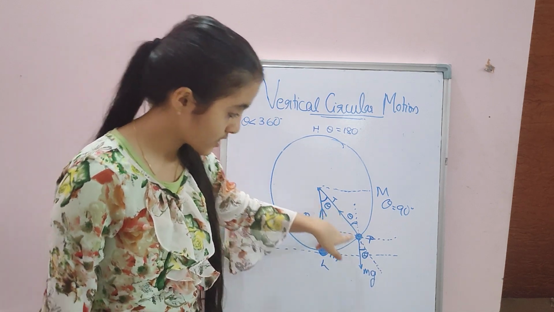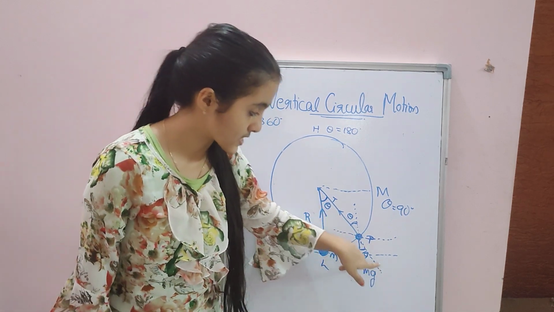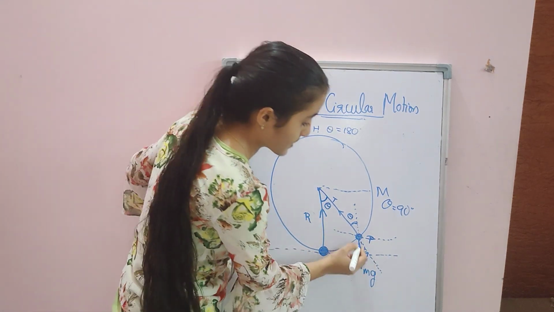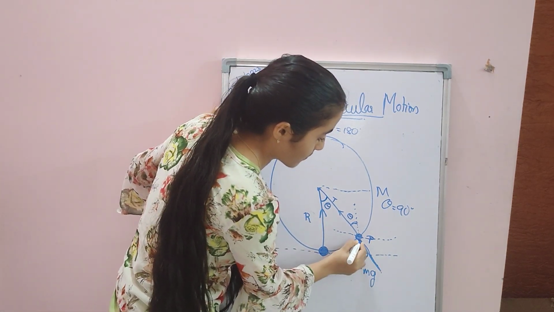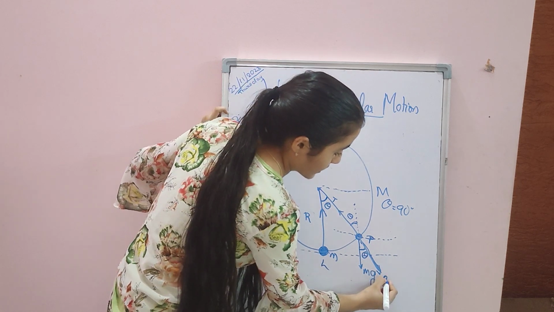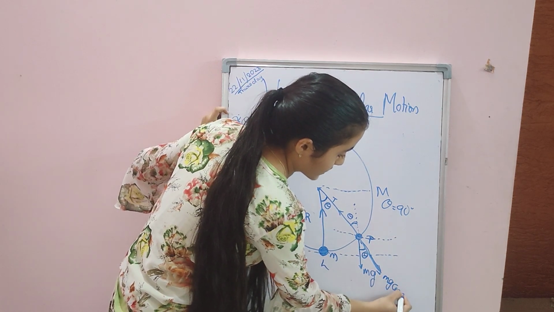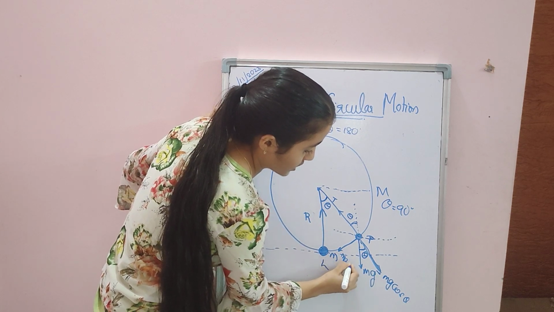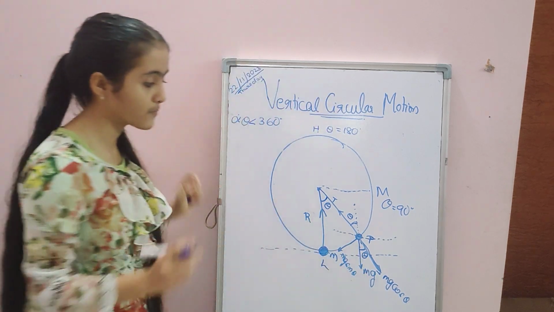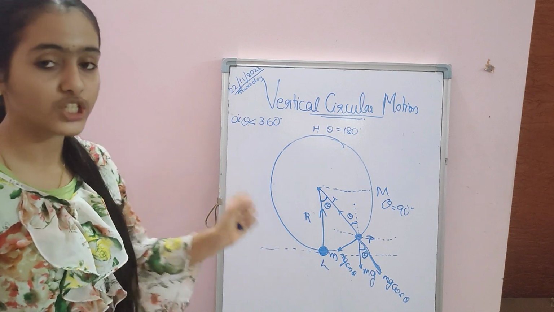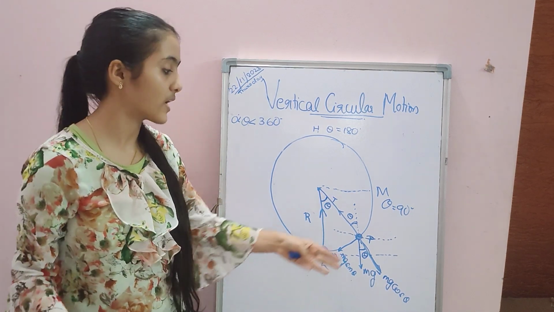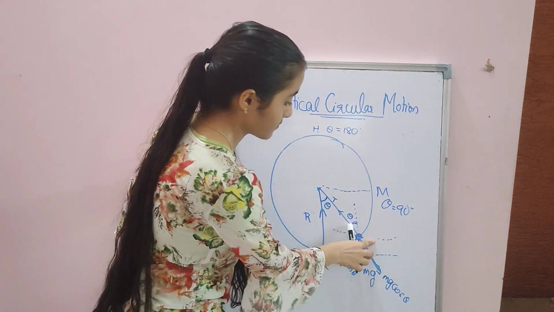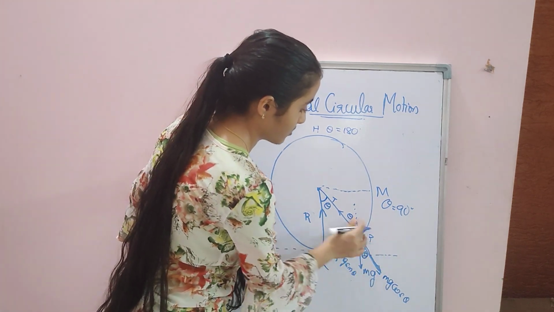Once we have this angle as theta, then we can make this component as mg cos theta and this component as mg sin theta. Here we are splitting mg, the weight, into two components, mg cos theta and mg sin theta. Now this is point P.